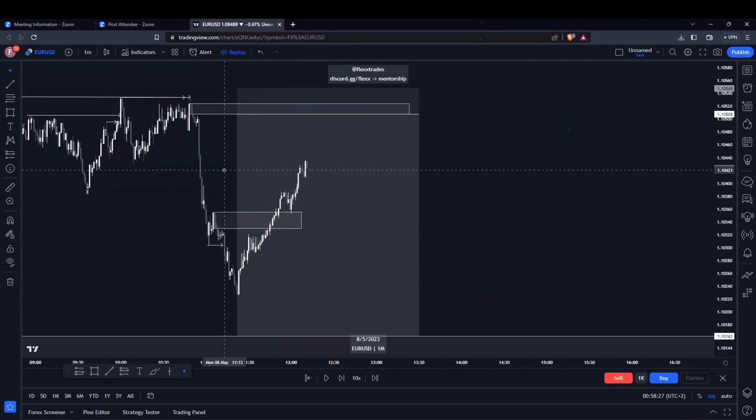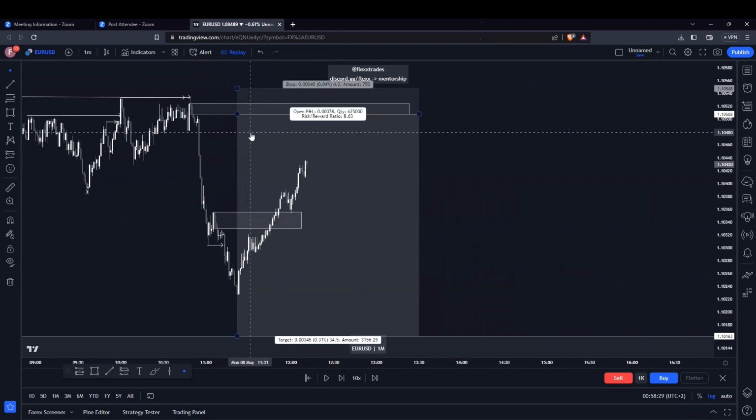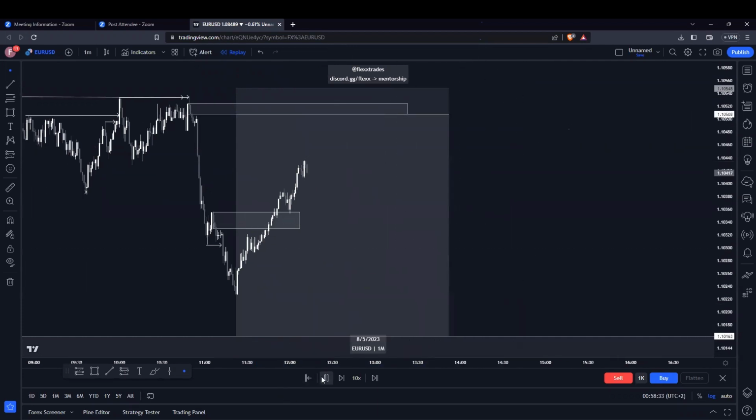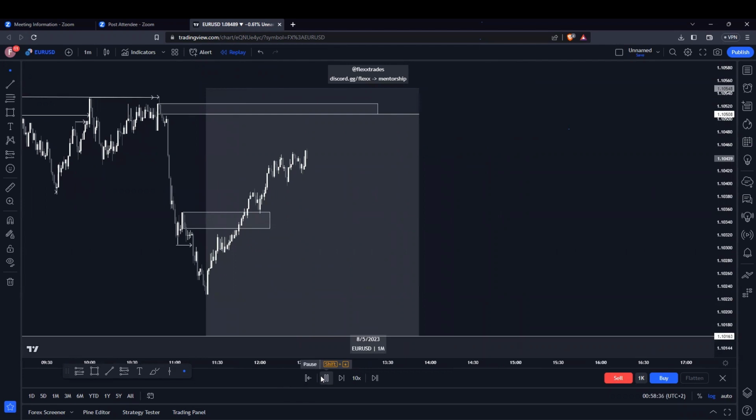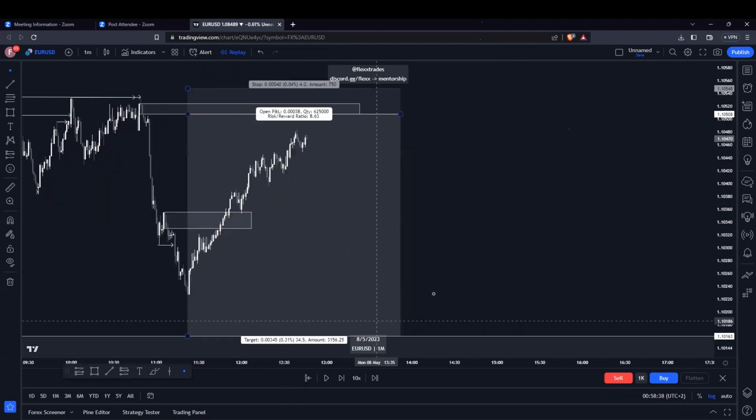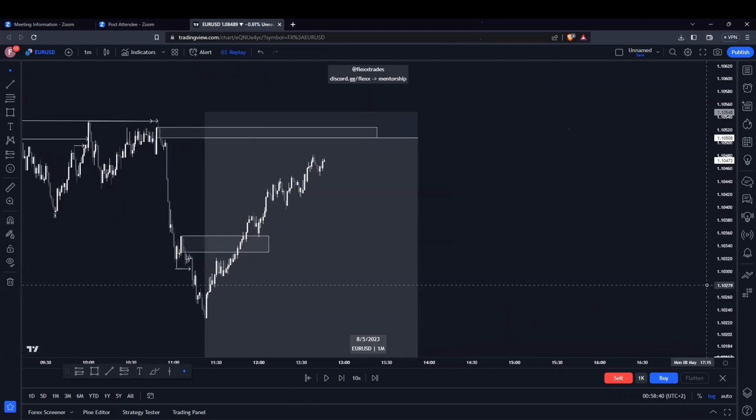I want premium, I want discount. I don't even know what that's supposed to mean, but I want my extreme zone, right? I want the extreme of the extreme, the best of the best, the A+ setup, which is right here. We're getting close, and now we're getting close.